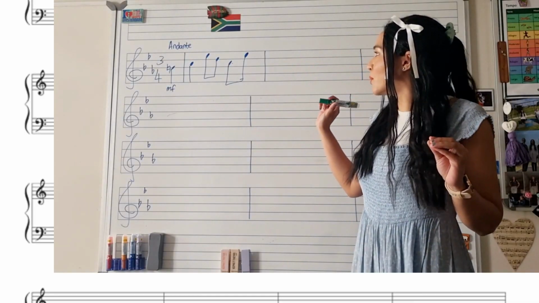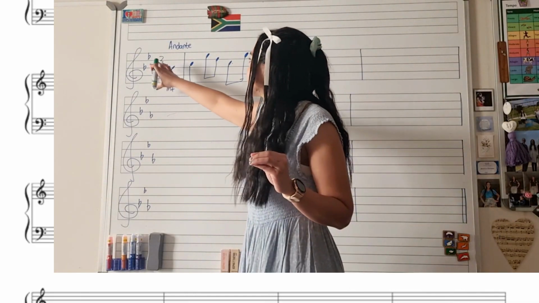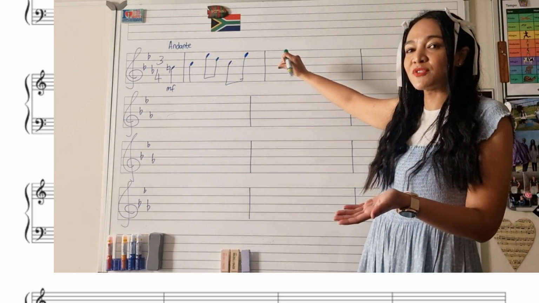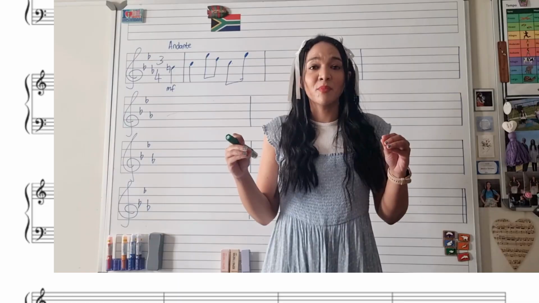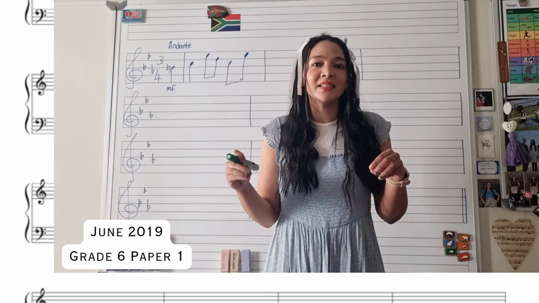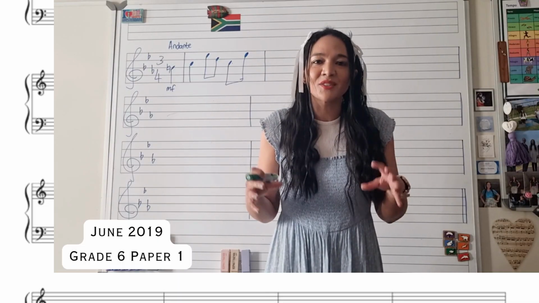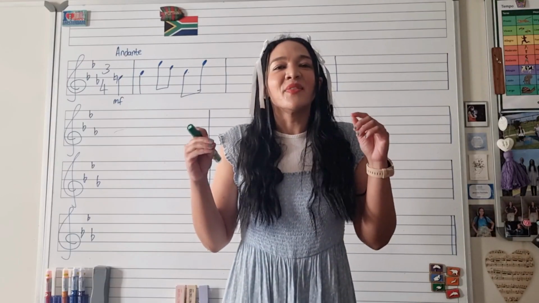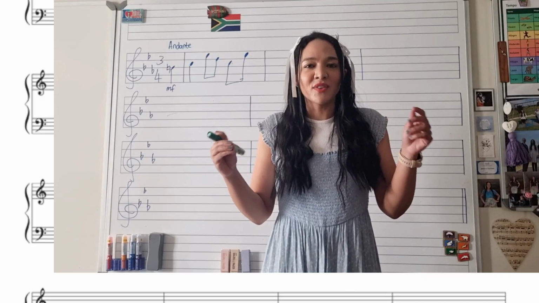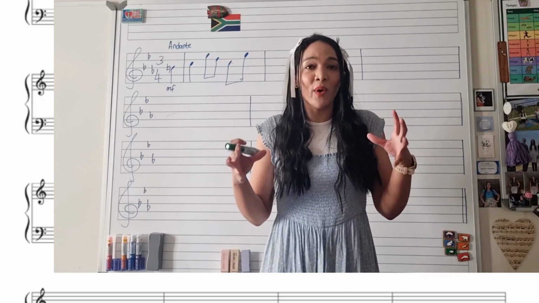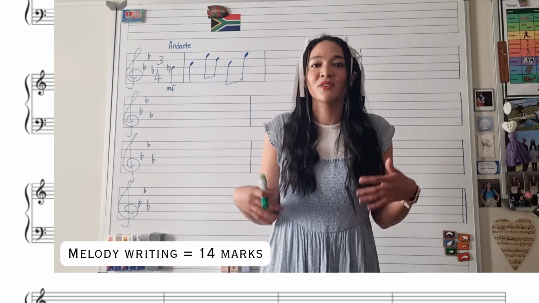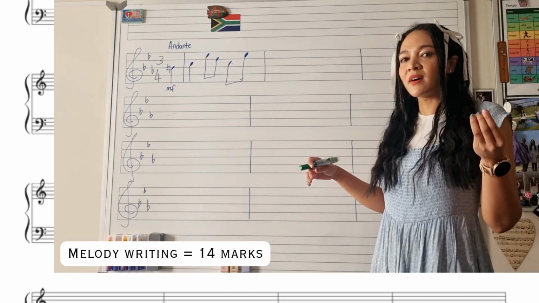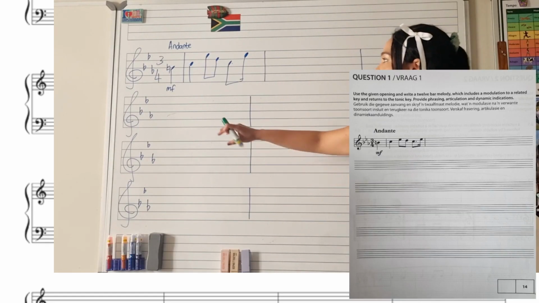As you'll see on the board, I have written out a short example, a short starting question for us, and this one comes from a UNISA past paper, June 2019, grade 6, paper 1. Of course at this level you have 2 3-hour papers. The grade 6 paper 1 deals with all your theoretical things, and question 1 happens to be melody writing for 14 marks.